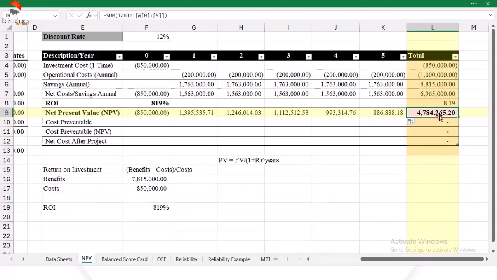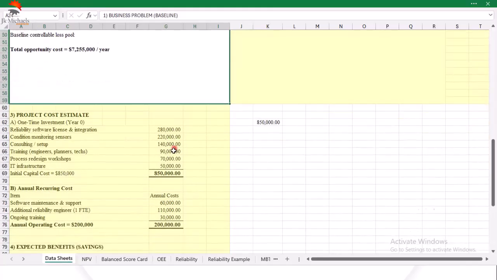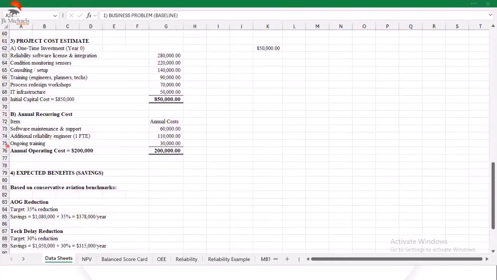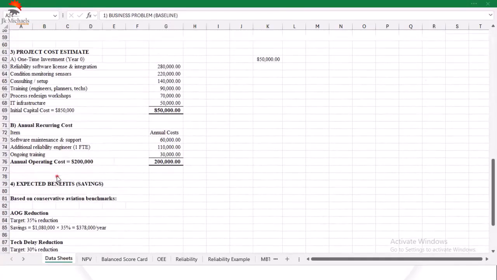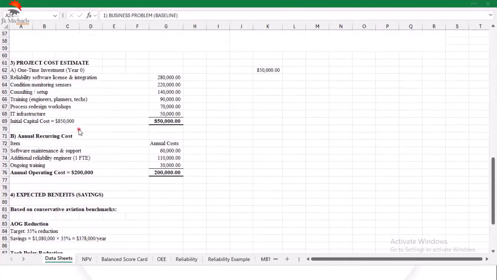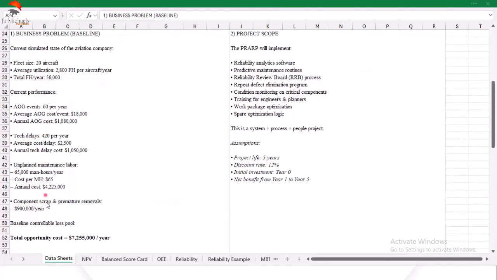Now, this is really what we consider to be our NPV. So this is going to be our savings. Now, remember we had a cost that is preventable, a cost that we were incurring, which was about 7 million. So let's look at our data sheet. There was a cost we were incurring back then, according to our statements, the annual cost, total opportunity cost. So these were the areas that were inefficient that we are trying to fix.